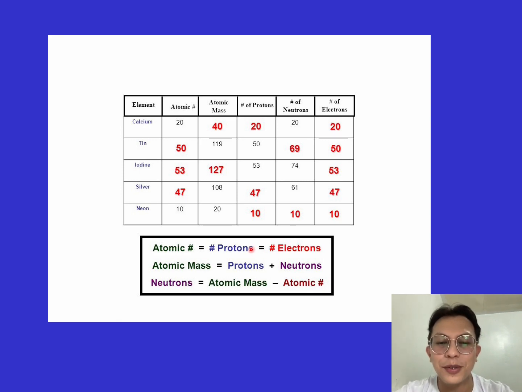So basically, the protons and electrons have the same number. Atomic mass, you know that it's an aggregate number of protons and neutrons. When you count them all together, the protons and neutrons inside the nucleus, that's the atomic mass. But how are we going to identify the number of neutrons? You just subtract the atomic number from the atomic mass. So you'll get the value of neutrons. These are the formulas in computing for the atomic mass, atomic number, and neutrons.